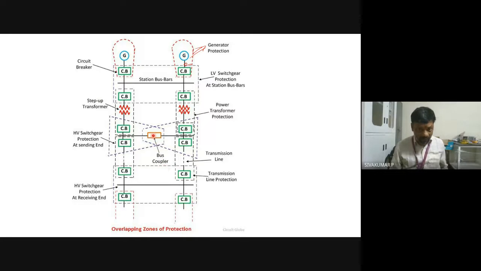So why are we going to introduce it? Because we need reliability of the power supply at the tail end. Whenever this transformer may fail due to some failure or some other reason.